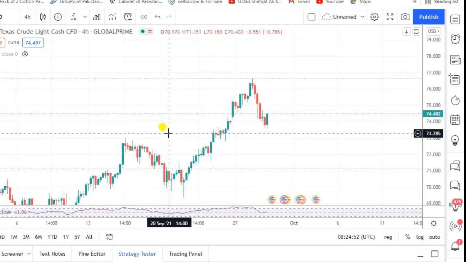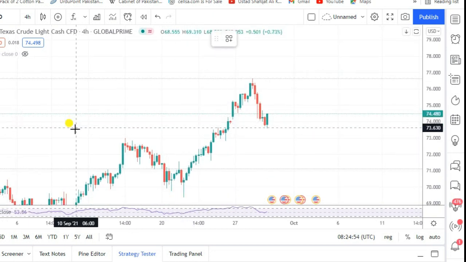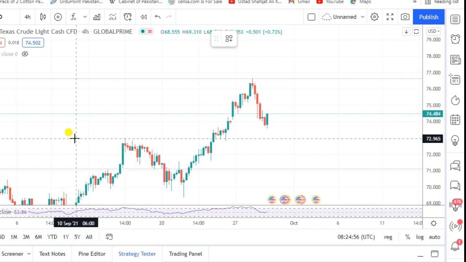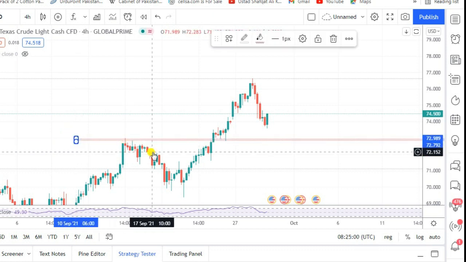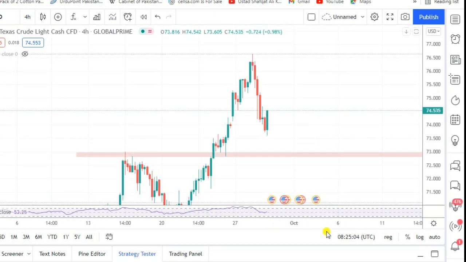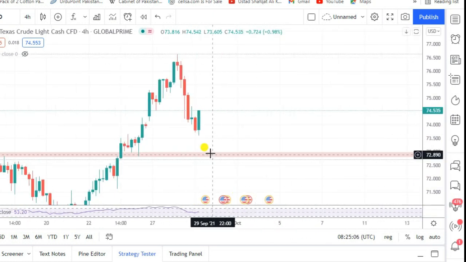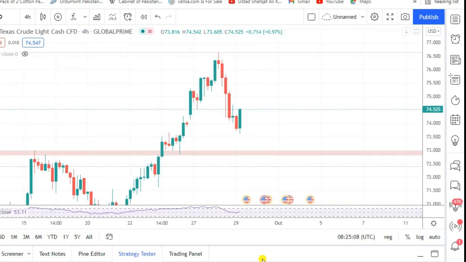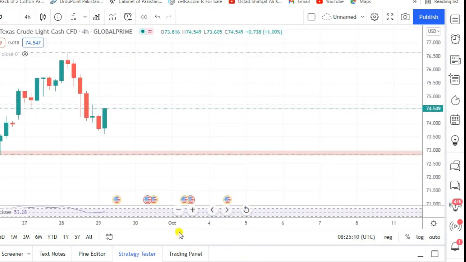But on the 4 hour time frame, we will draw one more area, $73 per barrel, because it also turns out to be a major area for crude oil. Whenever the market comes to this area, you guys have to look for a buy trade. Today there is also crude oil inventory news, so you guys have to keep your attention there also.